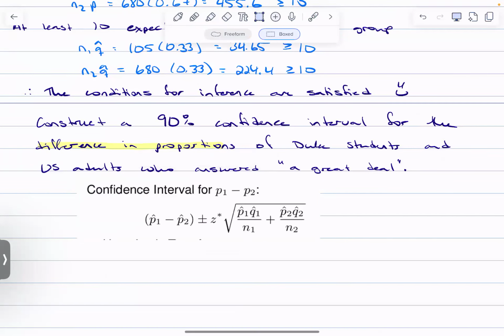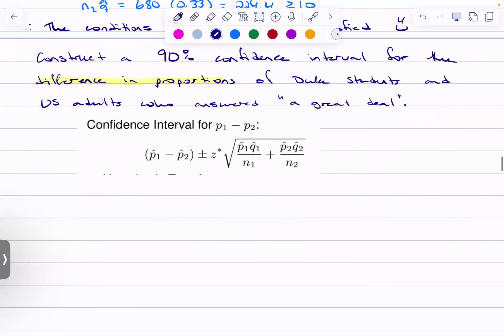Which means we need a z-star for our 90% confidence interval. We also need to work out p1-hat and p2-hat. We know n1, we know n2. So here we go.